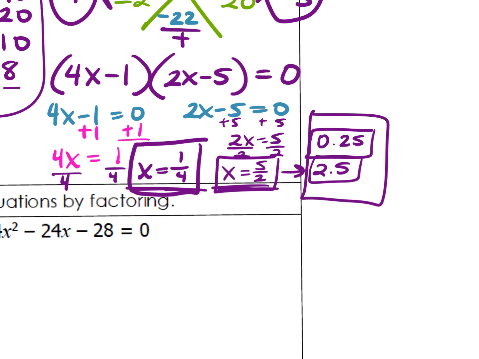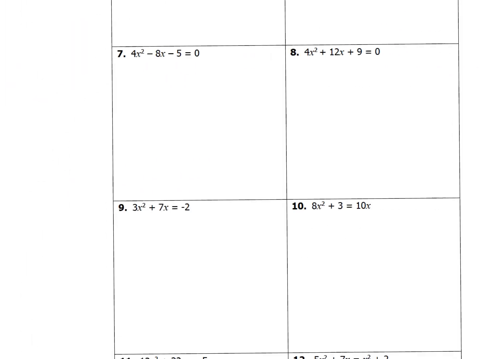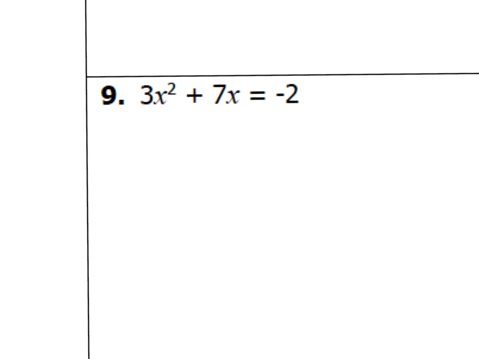Questions on that? Okay, we're not going to do more of these. I'm going to give you options right here. But before I give you those options, what would you do on number 9? You have to add the 2. 3x squared plus 7x plus 2 equals 0, and then solve. So if ever it does not equal 0, your first job is make it equal 0, and then you can solve it.